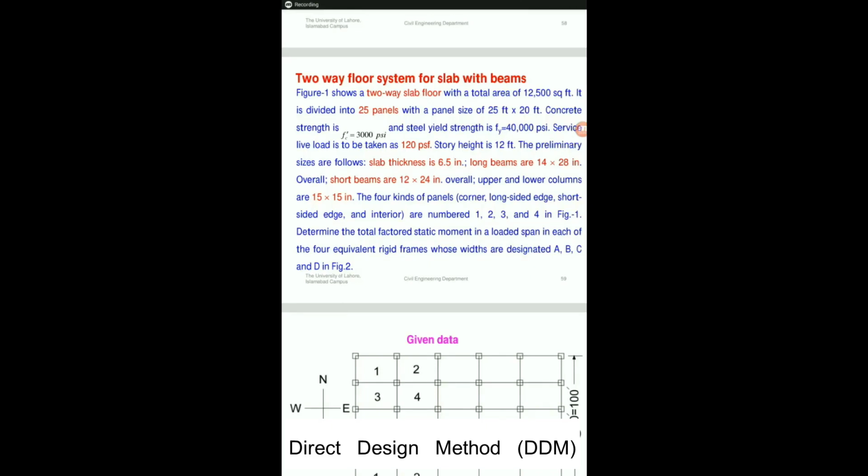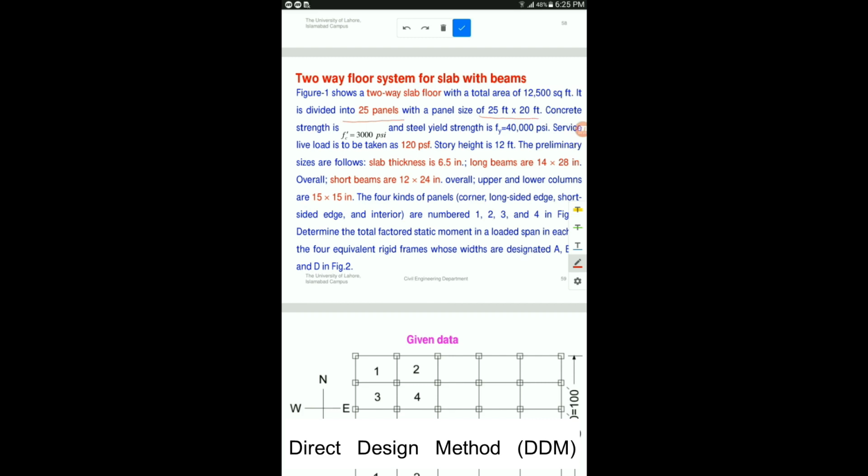Okay, now we are going to start a numerical problem for a conventional slab system. The statement is this one. Figure 1 shows a two-way floor system with a total area of 12,500 square feet. It is divided into 25 panels. The number of panels has been mentioned, with a panel size of 25 by 20 feet.